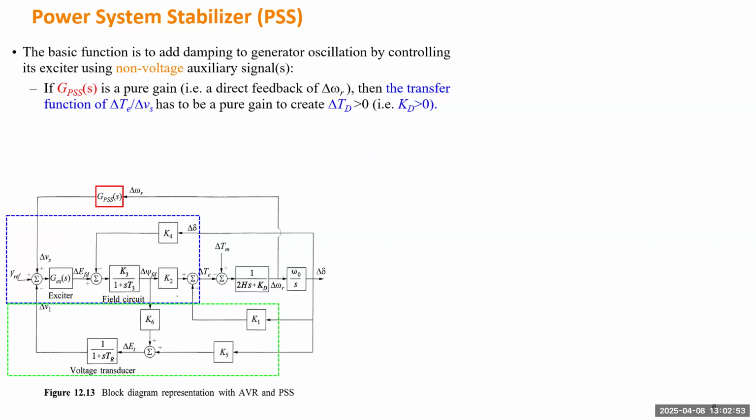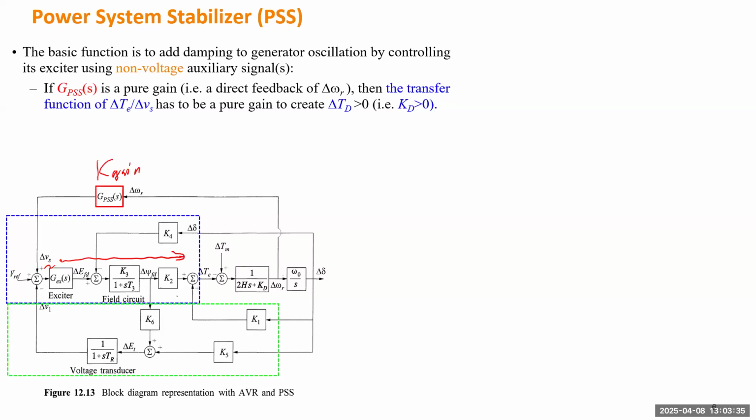Okay, so if this transfer function is a pure gain, and the channel going from this input all the way to the electric power is also a pure gain, which means that even though you see there's a transfer function with some S there, they don't change anything. They don't change the phase. From delta VS all the way to the TE will basically just amplify the signal or make it smaller. It doesn't change any phase information. If this is pure gain, then whatever K you put there will become the additional damping coefficient.